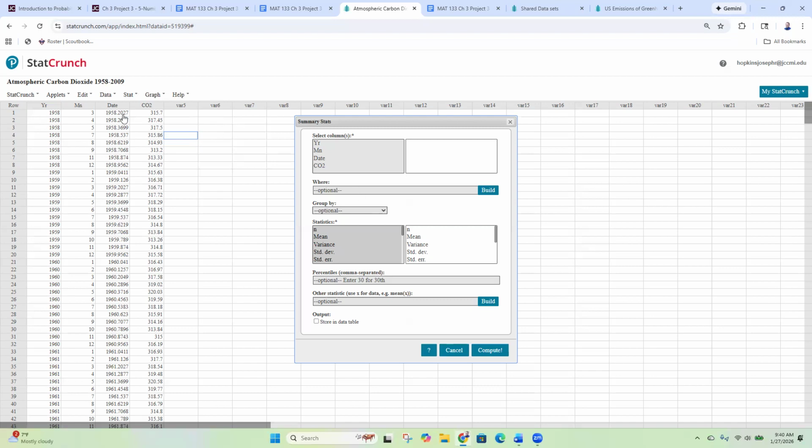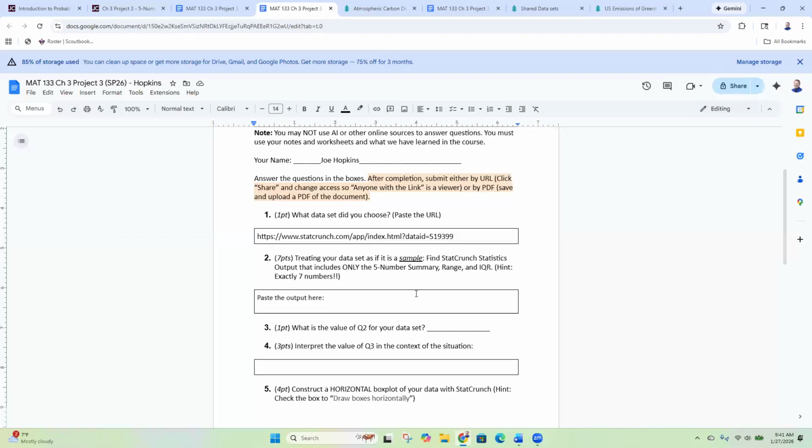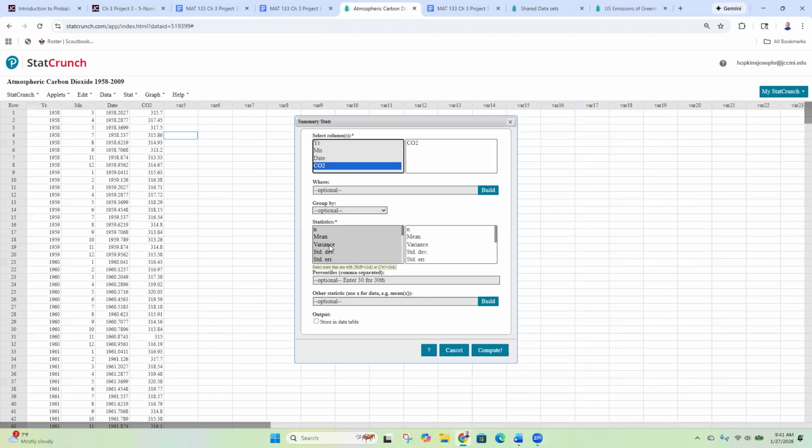All right, so you need to select your column. I'm going to be looking at CO2 emissions. Then I'm going to come down here and select the 5-number summary. It's already got a couple of things selected for me in the white box, but I don't want all of these. I only want the 5-number summary, the range, and the interquartile range. So there should only be 7 numbers. If you click on the box on the left in gray, you can select which ones you want.